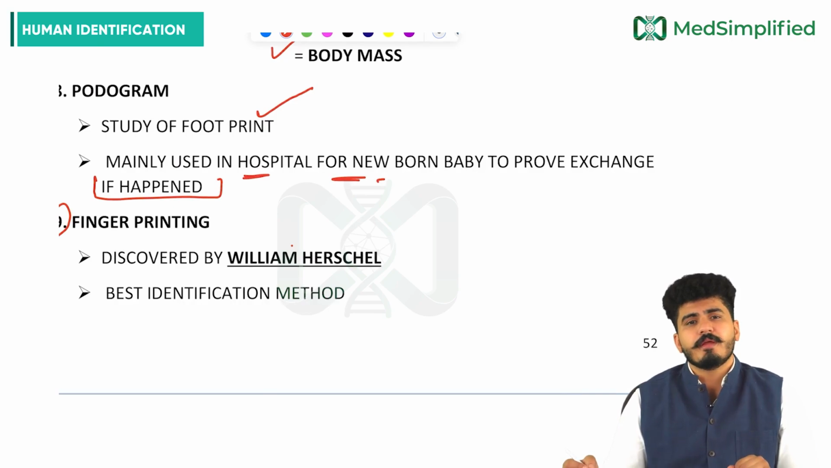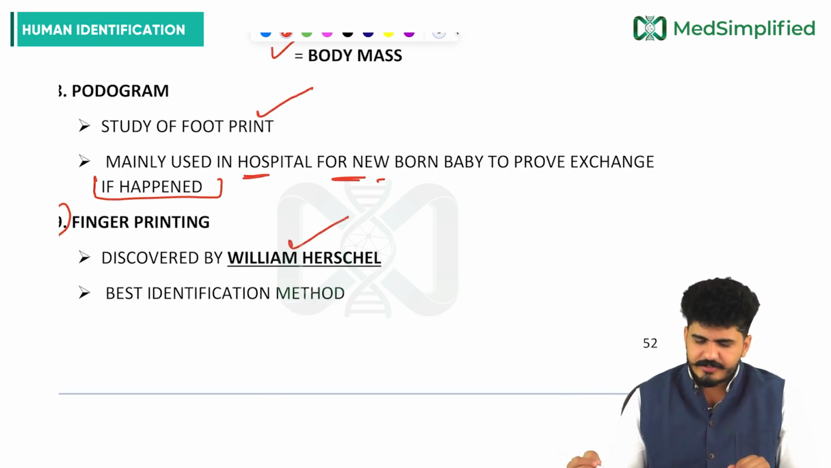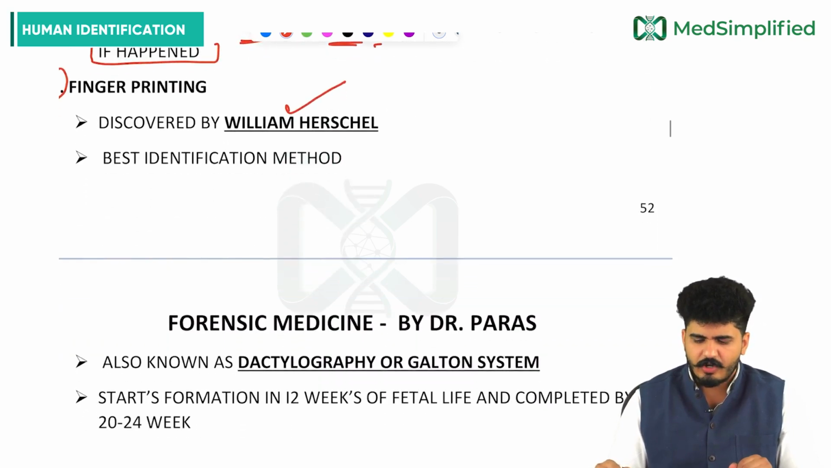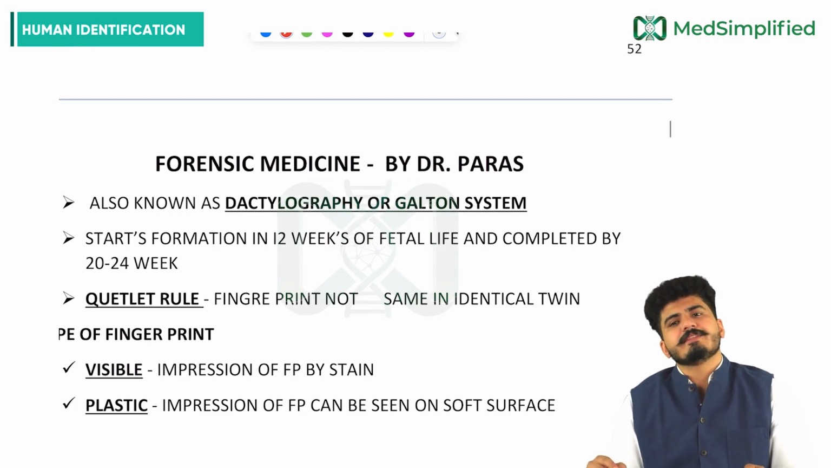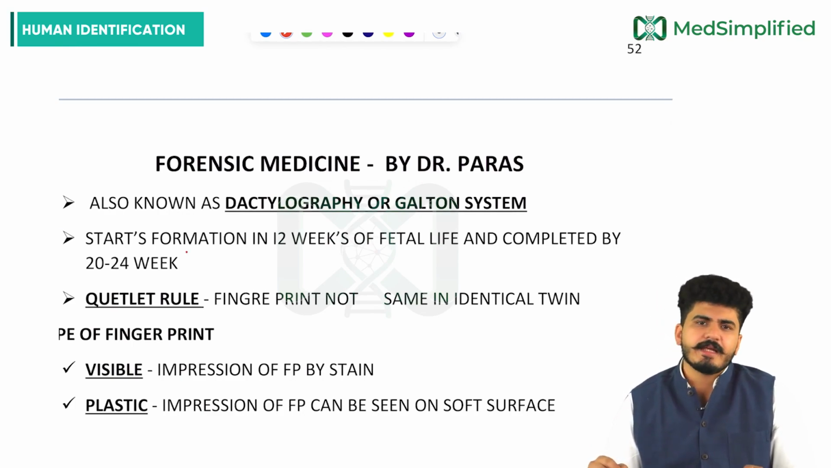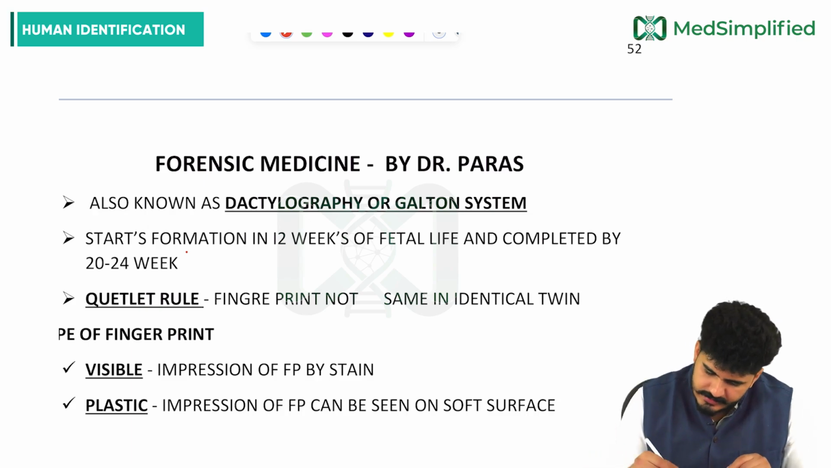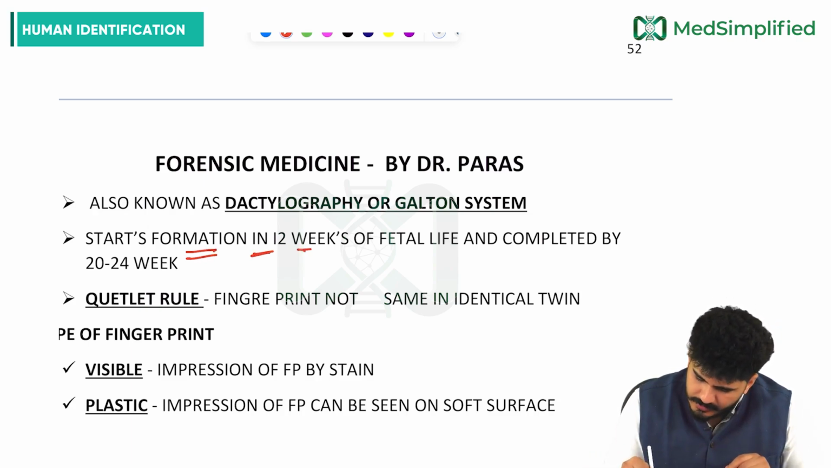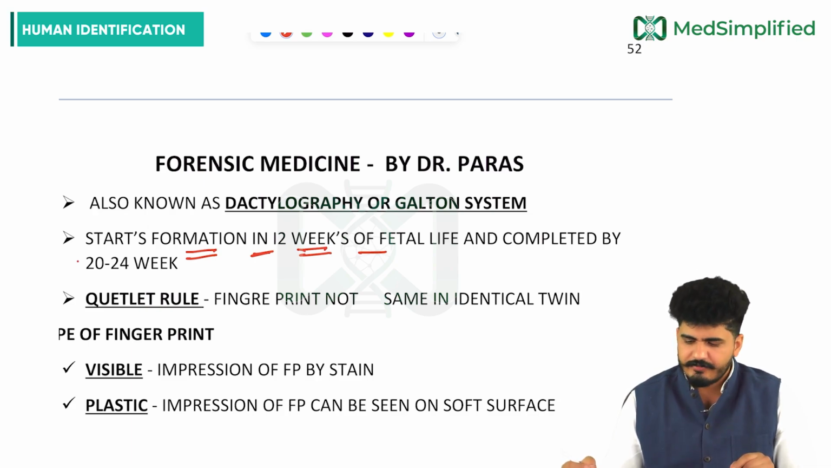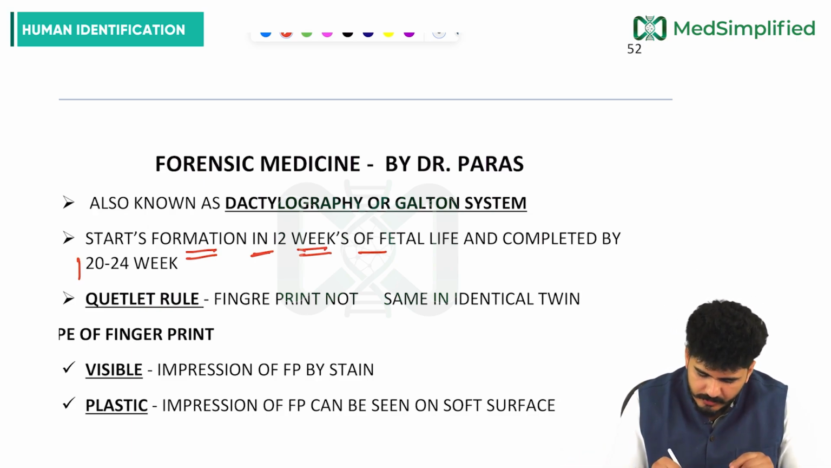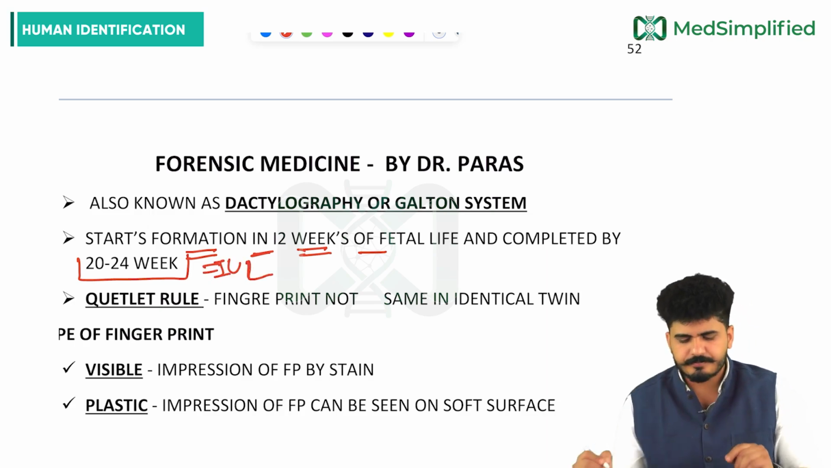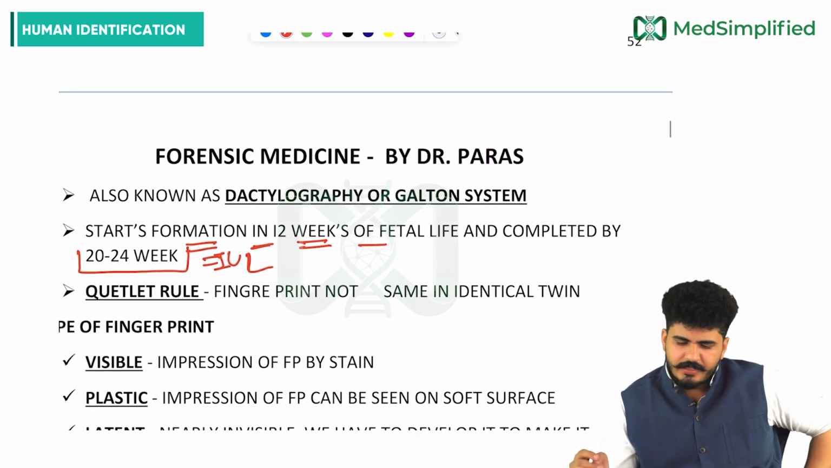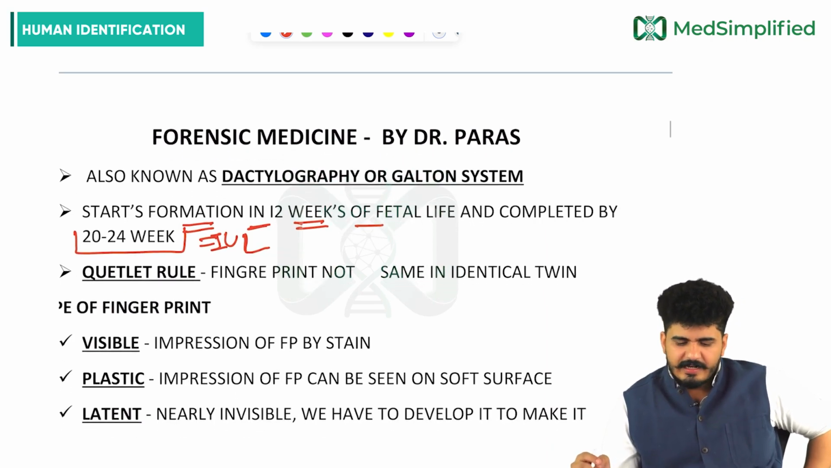Done. Now coming to the ninth technique, which is fingerprinting. Very important. Discovery was done by William Herschel. It is the best method of identification, also known as dactylography or Galton system. Formation starts in 12 weeks of fetal life, intrauterine life you can say, and is complete by 20 to 24 weeks of intrauterine life, my dear friends.